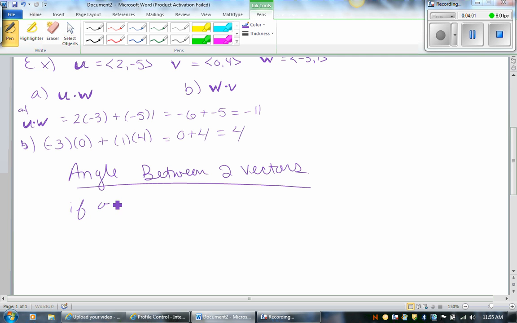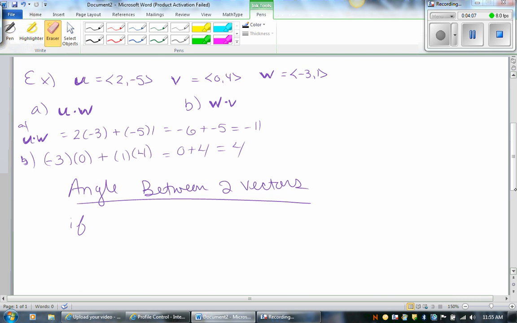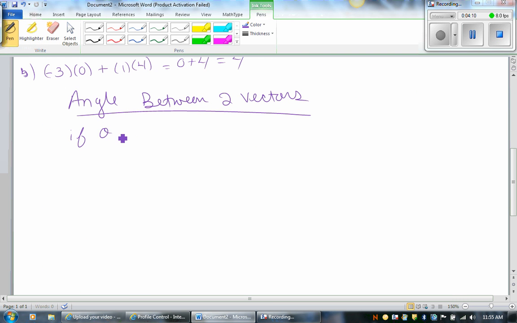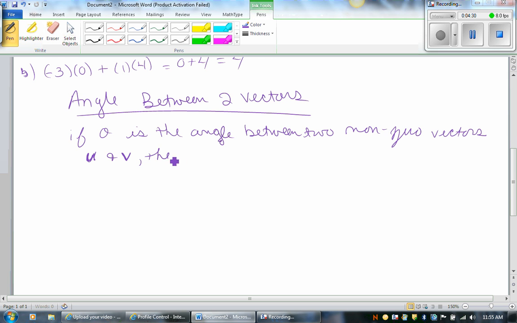Okay, so, sorry about that. So if theta is the angle between two non-zero, meaning they don't equal 0, vectors, we'll call them U and V, then cosine of theta is equal to U dot V over the magnitude of U times the magnitude of V.